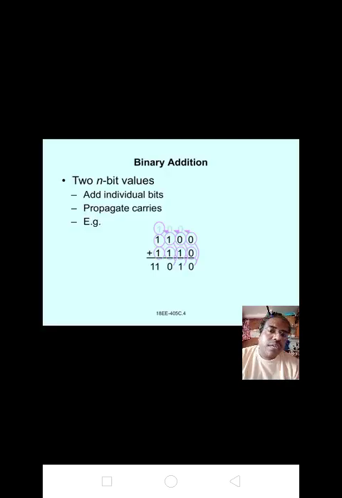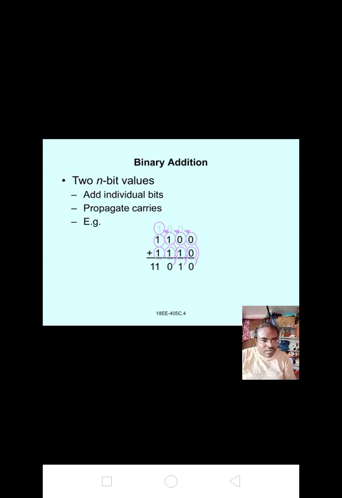Now here is a problem: 2 n-bit values, add individual bits, then propagate carries. Example. Here I have taken 0 1 0 1 in the first position and the second one is 1 1. That means 9 plus 2. You know that 9 is 1 0 0 1, think like that, and 2 is 1 1.